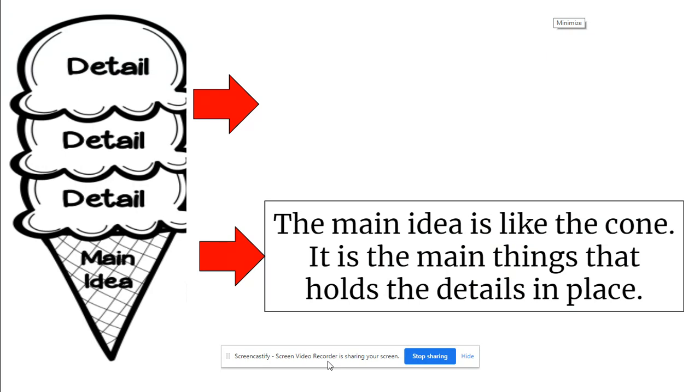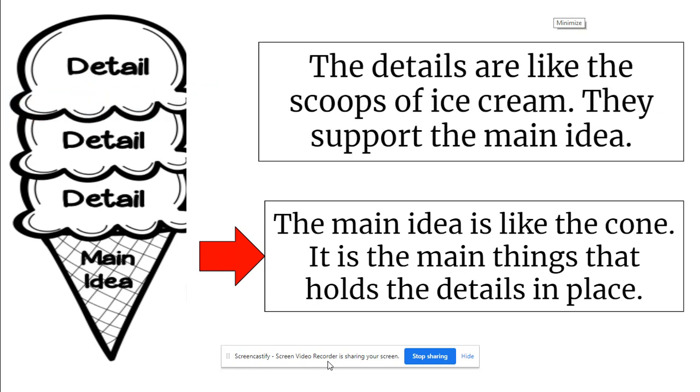Another way that we can think about this, as we talked about last week, is that main idea is like the cone in an ice cream cone. It is the main thing that holds details in place. If you don't have scoops of ice cream, an ice cream cone isn't really as valuable as it is when there are scoops of ice cream in it. And it's the same thing with main idea. Without details, the main idea isn't really that helpful. And without a cone, the details are good, but they don't really have anything anchoring them together.